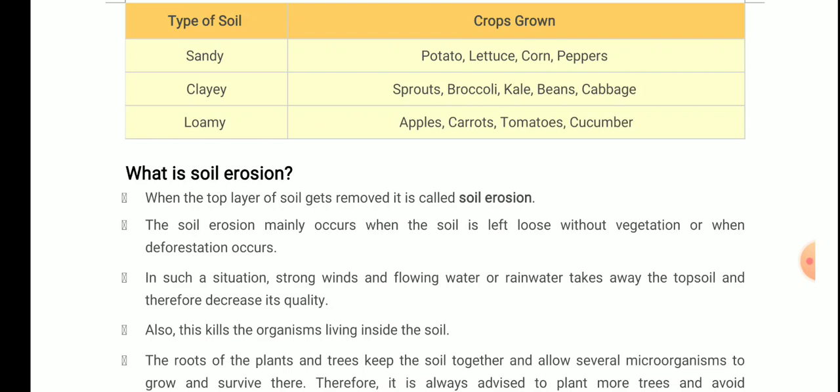Clear, students? And definitely these all depend on the properties that we discussed of the different types of soils. Clear, students?